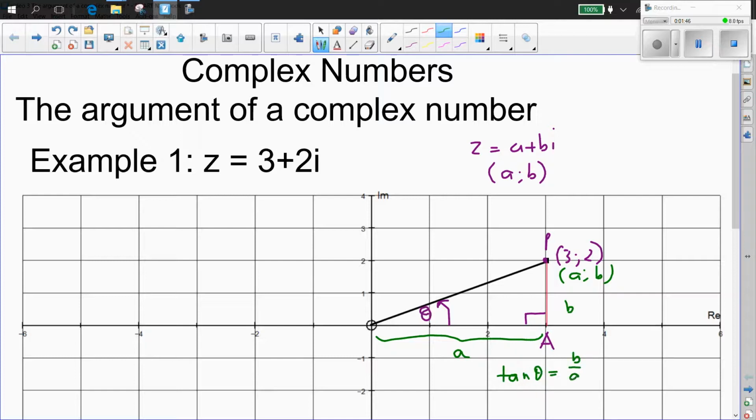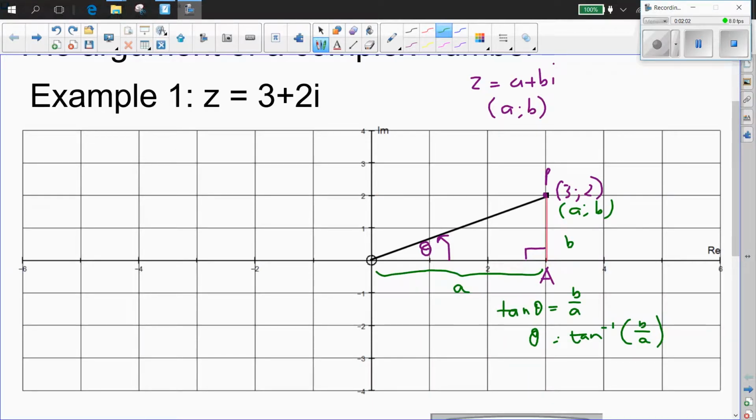So let's calculate it for 3 plus 2i. Theta equals arc tan b over a, so it's going to be arc tan 2 over 3. Now I've calculated it on the calculator, making sure I get 0,588 radians. There's no rule on how many decimal places you need to round off.